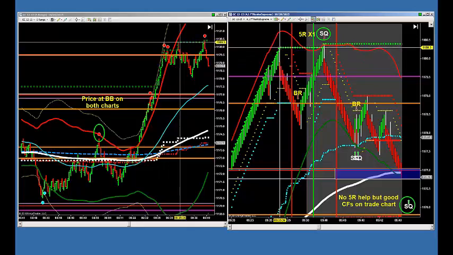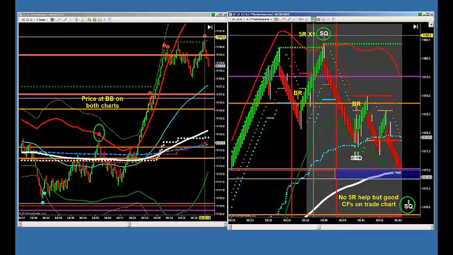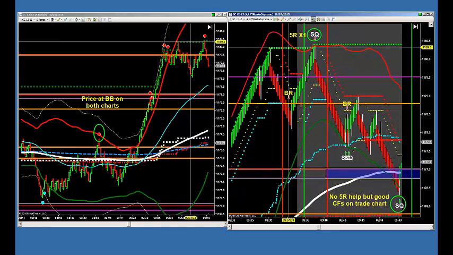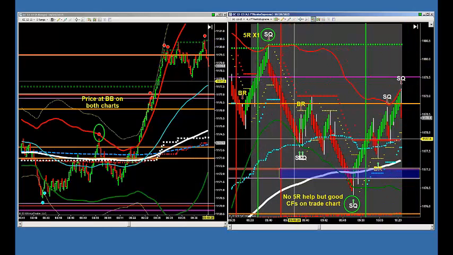There's our first little peak. No squeeze, no nothing. Finally, it pulls up. We get the squeeze signal. We get another 5 range X1, and we have the benefit of a local double top. So that one comes down.